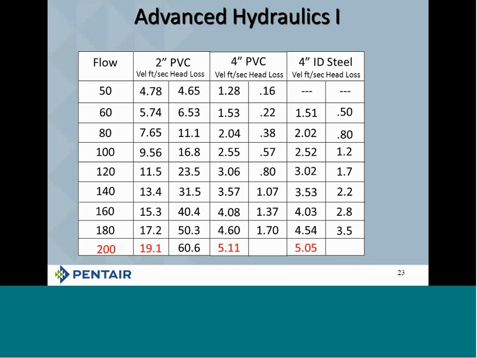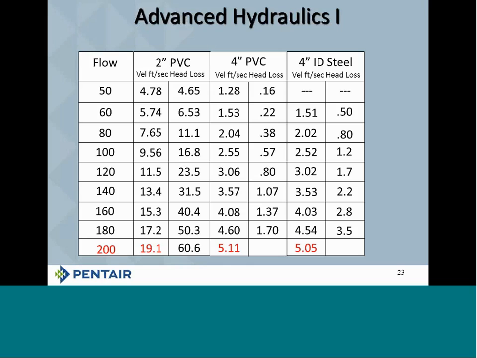So the difference between PVC and steel, they have the exact same ID, the difference in velocity is 6/100ths of a foot per second. Anybody on this call think they can notice the difference of 6/100ths of a foot per second? Not unless you got special equipment.